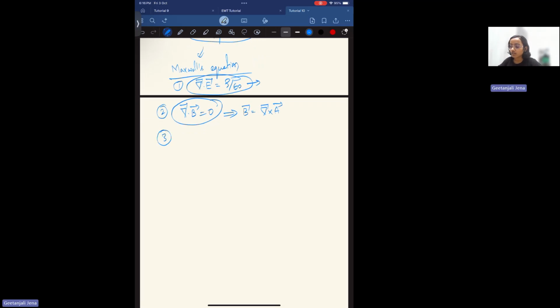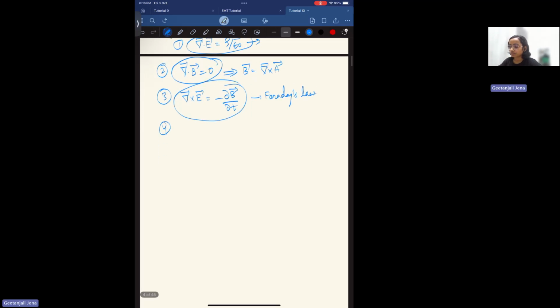Third is Faraday's law. That is, whenever there is a change in magnetic field, there will be an electric field associated with it. So the change in magnetic field will create an electric field, and if the circuit is closed, then we'll also see a current flow through it. So this is Faraday's law. And the last equation is the opposite of the third equation.